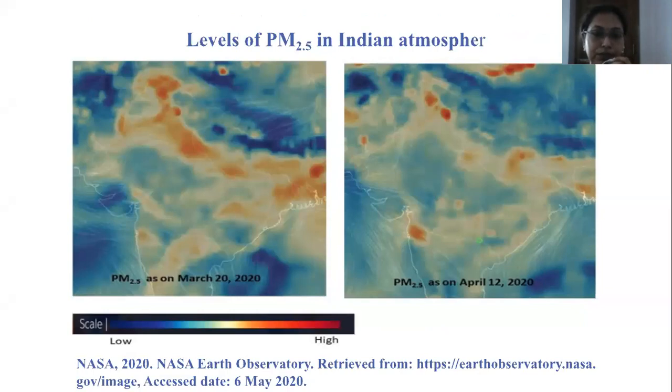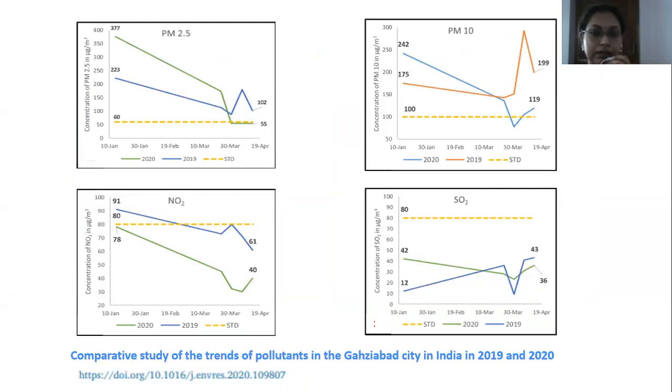Another photograph which shows that the particulate matter 2.5 levels have also decreased in India. Here, the northern part of India has been shown where our capital Delhi is there, where the pollution rate is highest in India. In the same publication, there was one study which was undertaken in the city of Ghaziabad, which is very near to Delhi, where the levels of PM 2.5, 10, nitrogen dioxide and sulfur dioxide, those which are the measures of air pollution, were plotted, and it is clearly shown that all the pollutants, sulfur dioxide, nitrogen dioxide, PM 2.5 and 10 have reduced in 2020 compared to 2019.